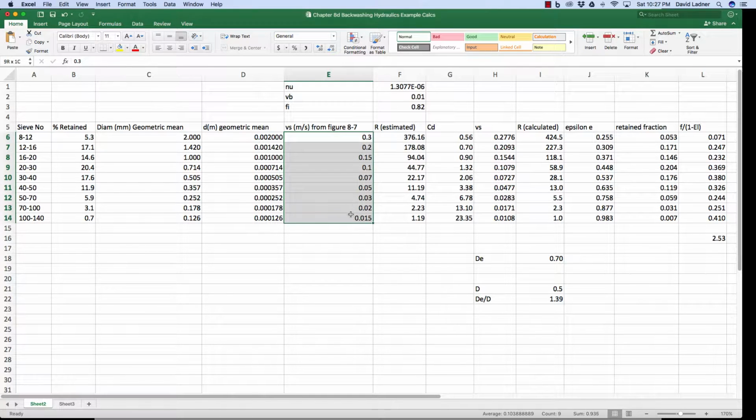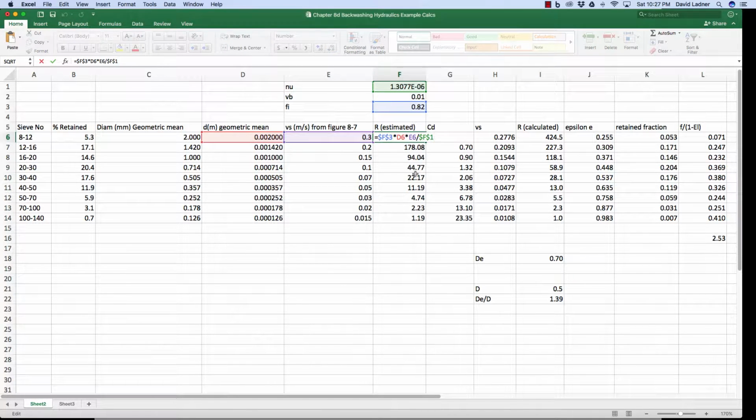Now that we have an estimate of where our VS should be, we calculate a Reynolds number, and we calculate that using this equation. R equals phi, that's the shape factor, multiplied times the geometric mean diameter in meters, multiplied times the settling velocity in meters per second, divided by the viscosity, and this is the kinematic viscosity, whatever the units need to be to get R to be unitless. That is very important. R needs to be unitless.